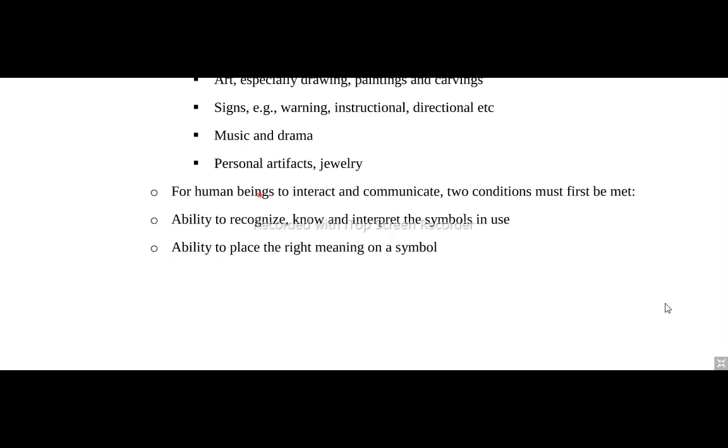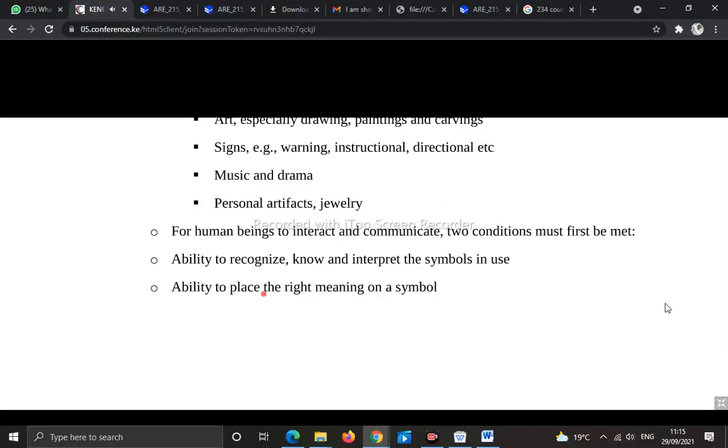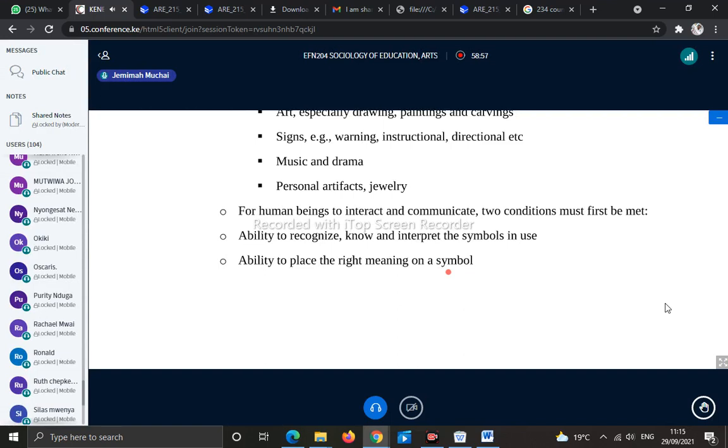So for human beings to interact and communicate, two conditions must be met. First, you recognize, know, and interpret. Then the second one, ability to place the right meaning on the symbol. So after you have interpreted those colors, the green, the white, the red, the black, what meaning do you place on that?